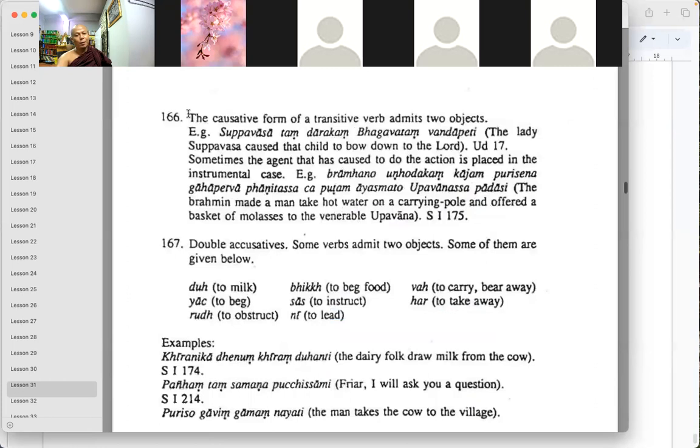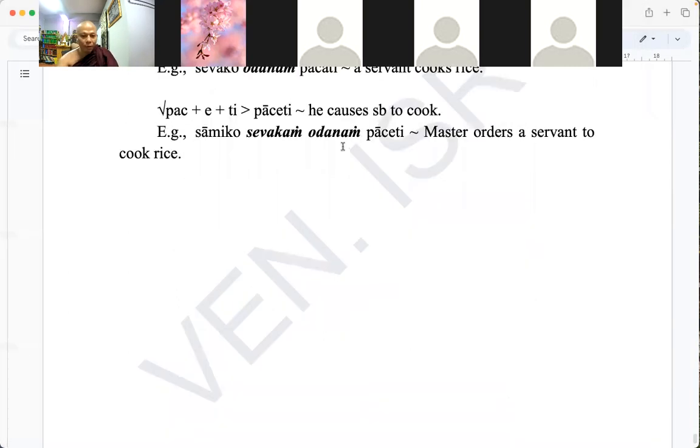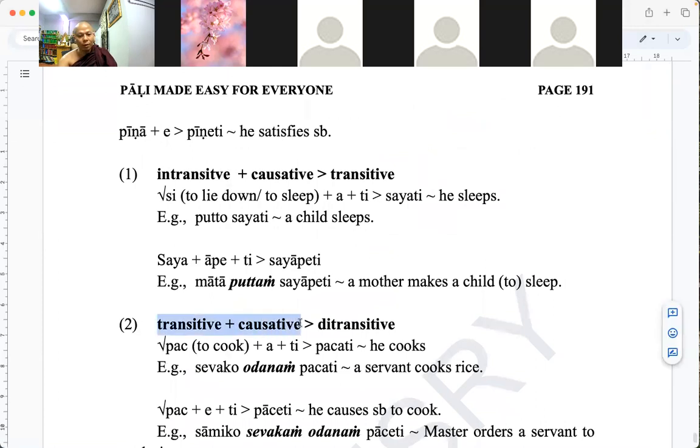And then here you see, the causative form of the transitive verb admits two objects. So that is the information. A transitive verb with the causative becomes ditransitive. So transitive means with one object. And ditransitive means with two objects. So that information, okay, with two objects.